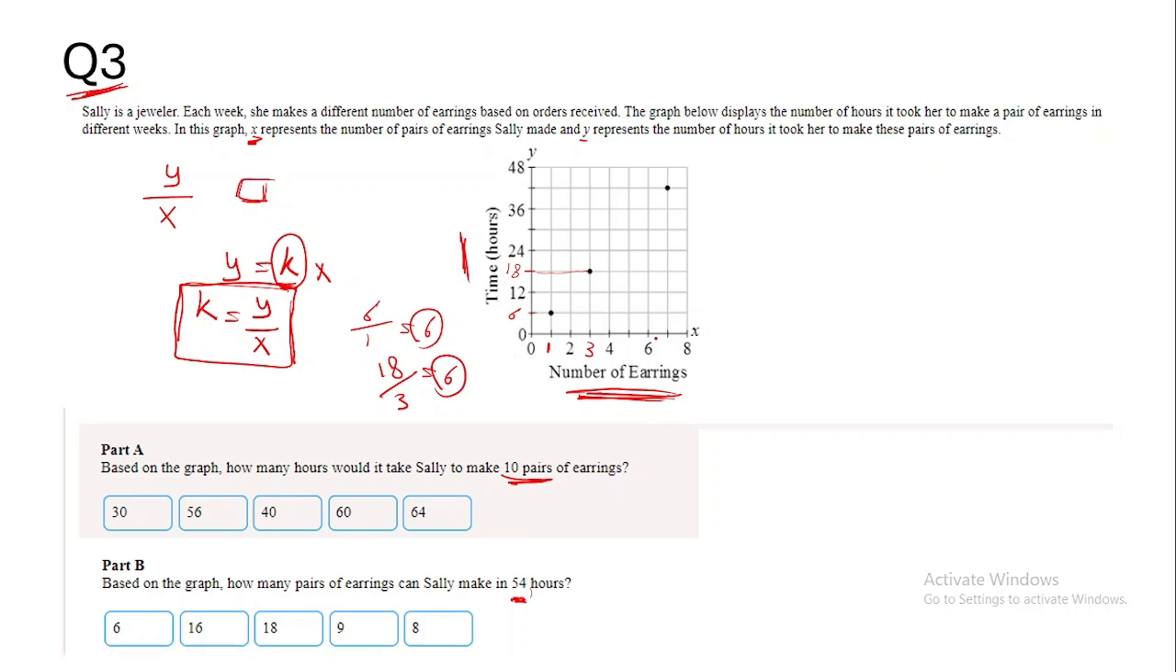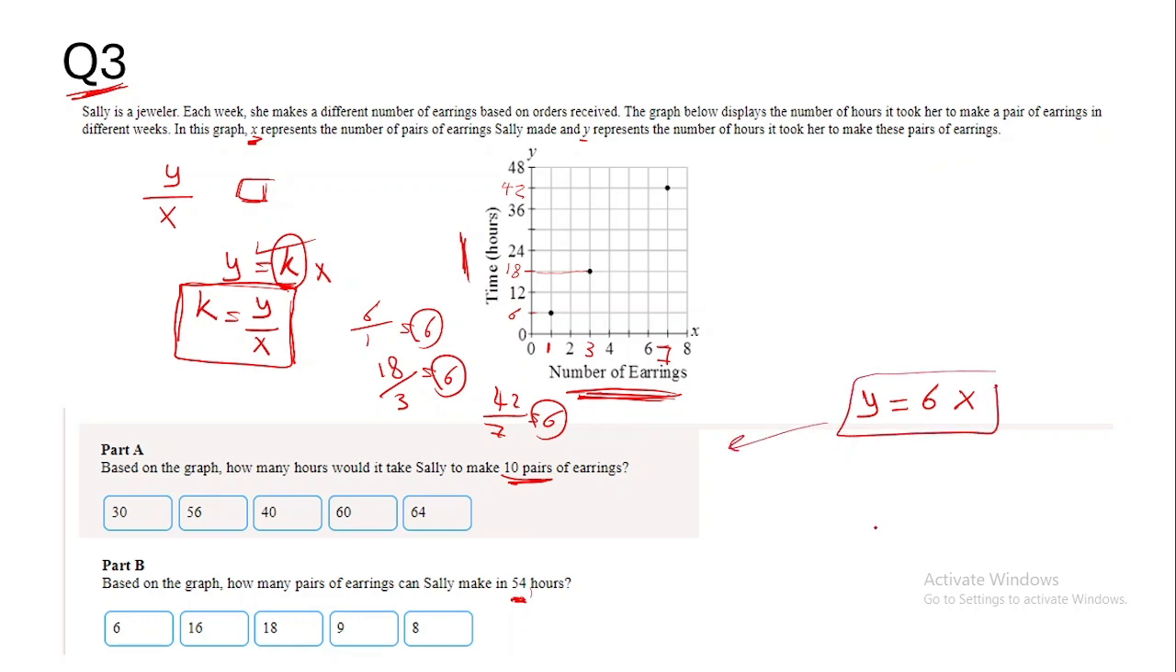Let's take another value. Here is 7. So we'll see this point, x is 7. We'll go up here, then we'll get here, to get, I think, 42. So 42 divided by 7 also gets 6. That means that the constant value here will be 6. So that means the equation will be y equal 6x. Right? Now I got the equation.